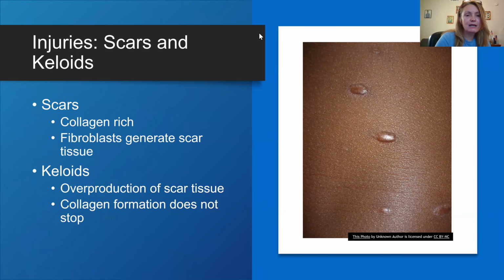Now we have scars and keloids. So scars, you know, this is your skin that is rich in collagen. Fibroblasts generate scar tissue. So for example, if you have a cut in the epidermis, the epidermis is really good at regenerating. So the epidermis will heal very nicely, and you will not really be able to see the difference between your healed part and whatever was there before.